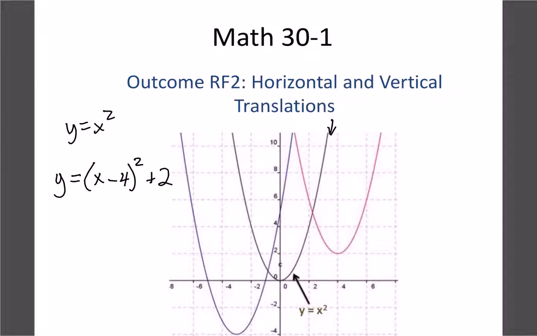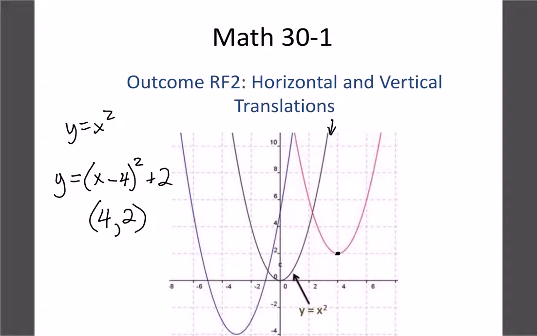So if you remember from Math 20, we would often look at this equation in vertex form, and the reason we called it vertex form is that it gave us the coordinate of the vertex. So remember the negative 4, the p-value is 4, or 4 to the right, so our vertex would be 4 over, and then the plus 2 is our q-value, or our vertical amount, which would be (4, 2). So you can see in this picture, we've moved that vertex over to (4, 2).